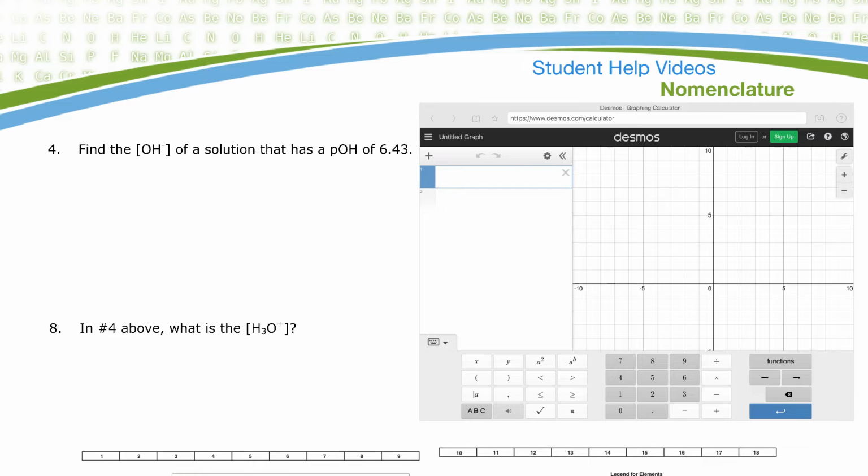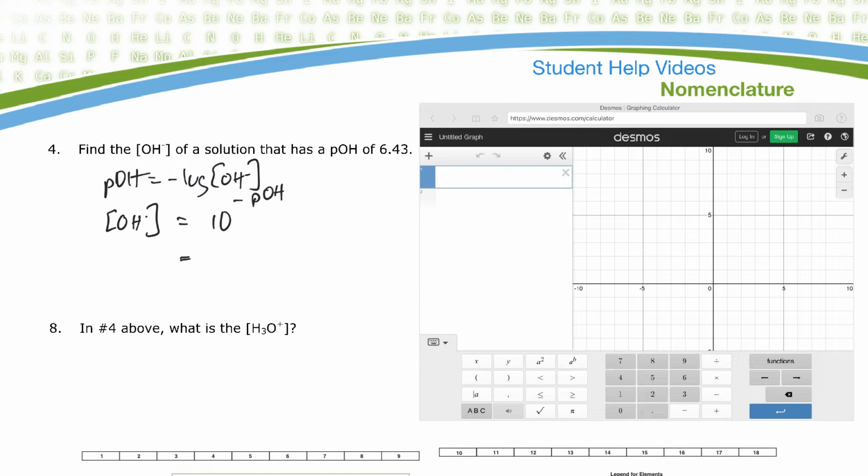Okay, here's a couple of good questions with pH and pOH. Find the hydroxide ion concentration of a solution that has a pOH of 6.43. I've got this formula, pOH is equal to negative log of the hydroxide ion concentration. But this one they want to go backwards, right? So I have the other formula that says hydroxide ion concentration is equal to 10 to the negative pOH.